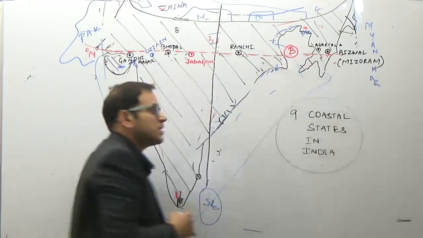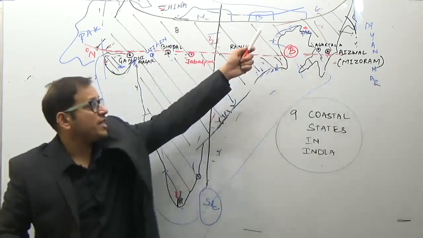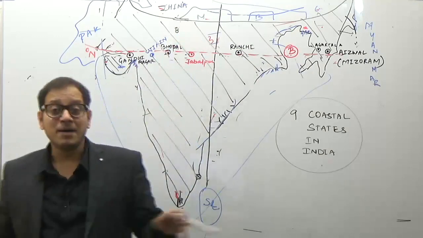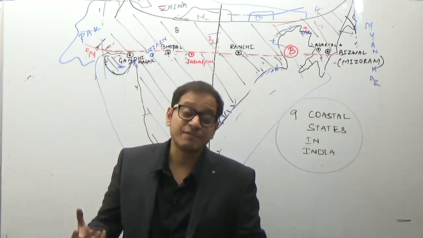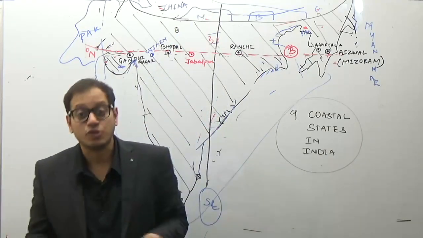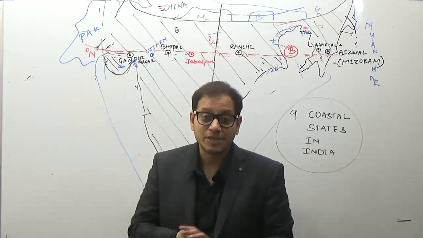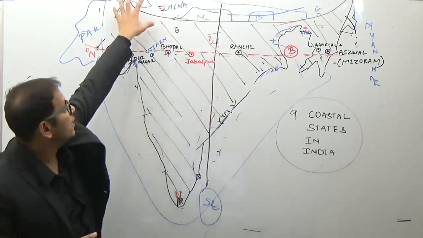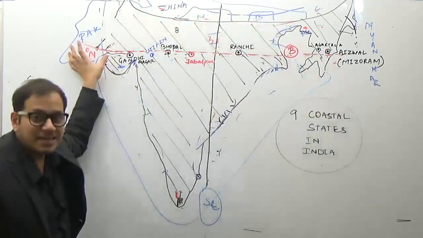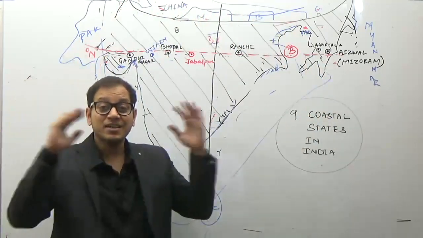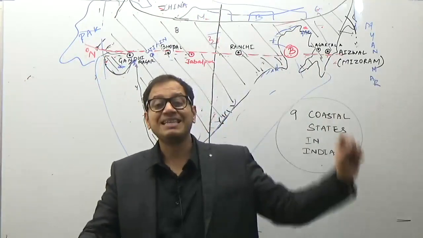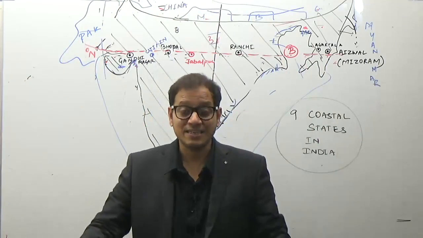So the countries which surround India are Bangladesh, China, Myanmar, Afghanistan. Remember, Afghanistan also touches India, but the part of India which touches Afghanistan is under illegal occupation of Pakistan. It is a part of Pakistan occupied Kashmir. So here Afghanistan, China, Nepal, Bhutan, Bangladesh, Myanmar, Pakistan, and Sri Lanka. These are the land frontiers of India. We will study these boundaries in the next lecture in detail.